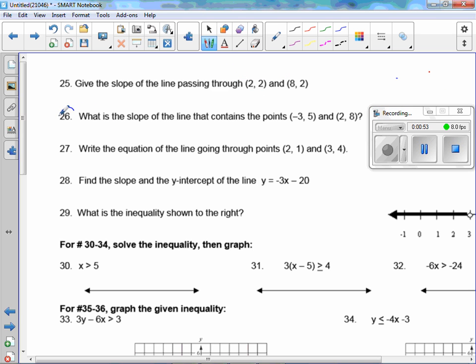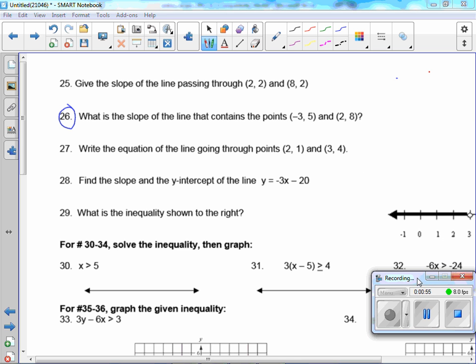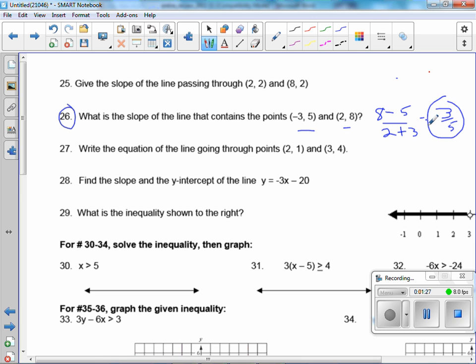Number 26. What is the slope of a line containing these points? We're still going to subtract. So you subtract 8 minus 5, and that's the y's. 2 minus a negative 3 is the same as plus 3. So 8 minus 5 is 3, and 2 plus 3 is 5. So the slope here is 3 over 5.